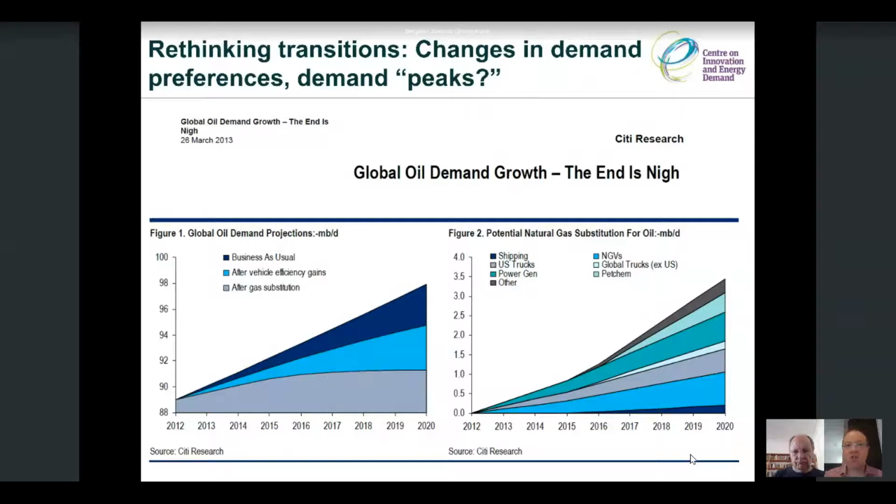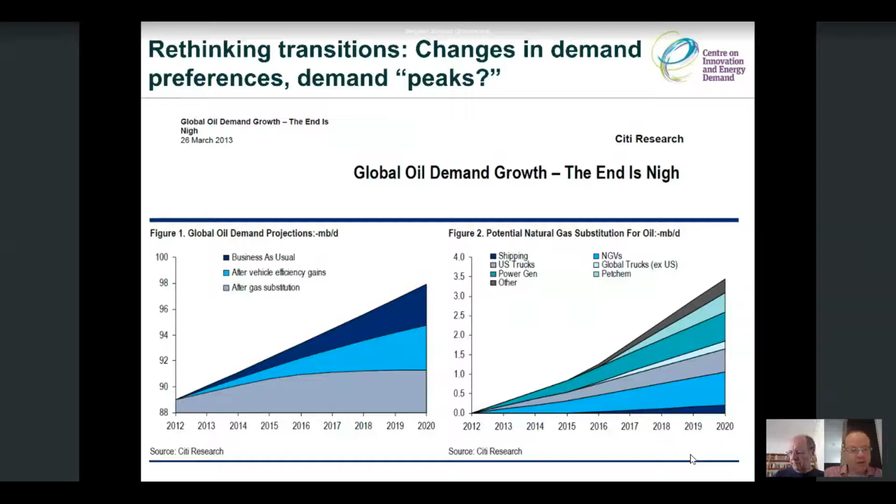As that famous quip goes, the Stone Age didn't end for lack of stone, and so the oil age won't end for lack of oil. And this graph comes from a bank, Citi in the US, predicting, look at that title, the end is nigh for global oil demand growth. But it's a flat line, right?